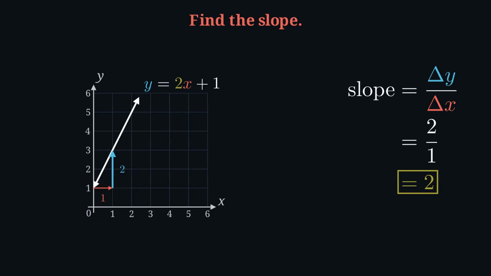Now, here's this line's equation. y equals 2x plus 1. In y equals mx plus c, m is the number multiplying x. Here, m is 2. And we just measured a slope of 2, straight off the picture. So m is the slope, not just the number that multiplies x, it's the line's steepness and direction in one number.